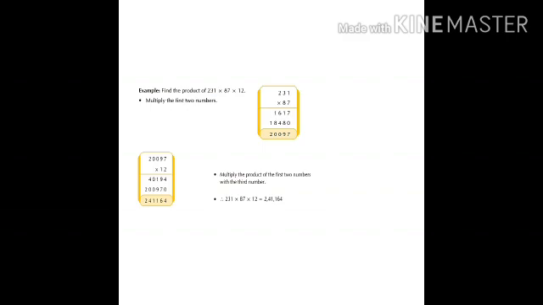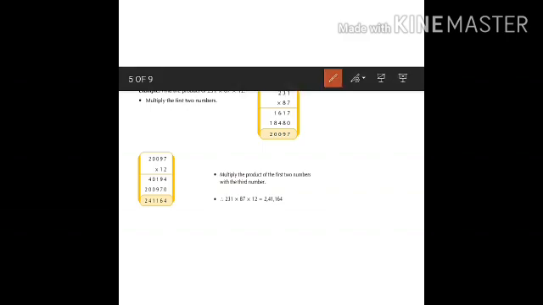Find the product of 231 into 87 into 12. Here we will multiply the numbers 231 and 87. First 2 numbers are multiplied, and this is the product of first and second number. And to the product we will multiply the third number. So multiply the first 2 numbers, then multiply the product of the first 2 numbers with the third number. This is how we will do the multiplication of 3 numbers.